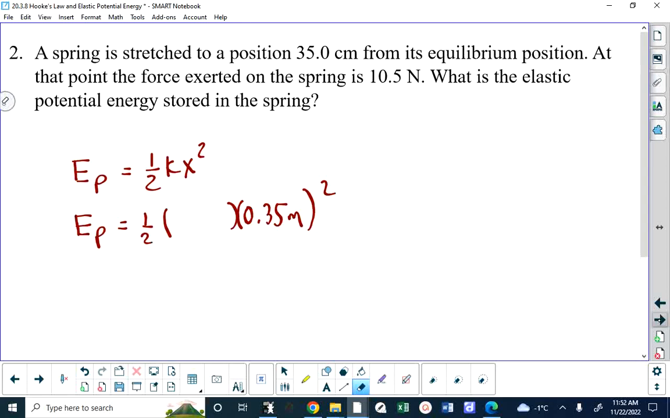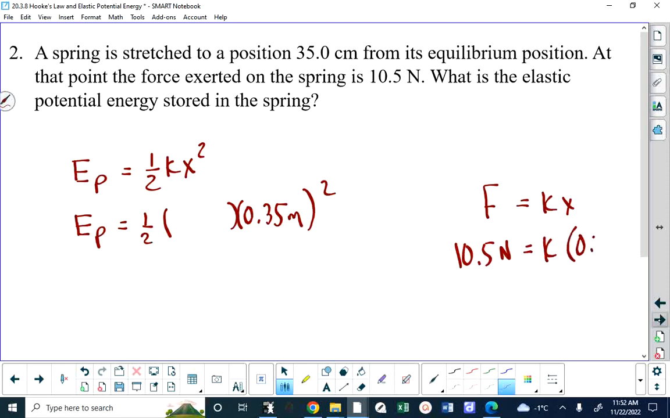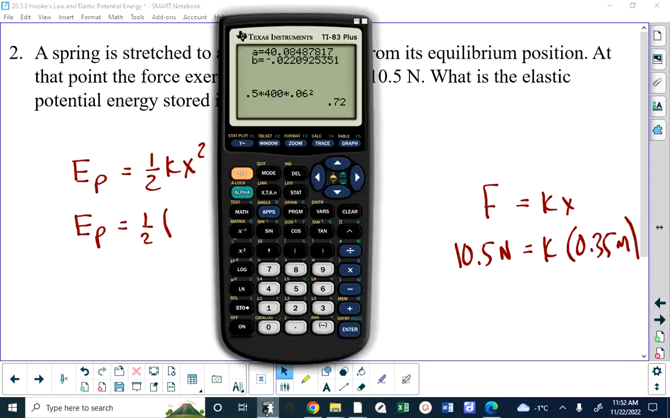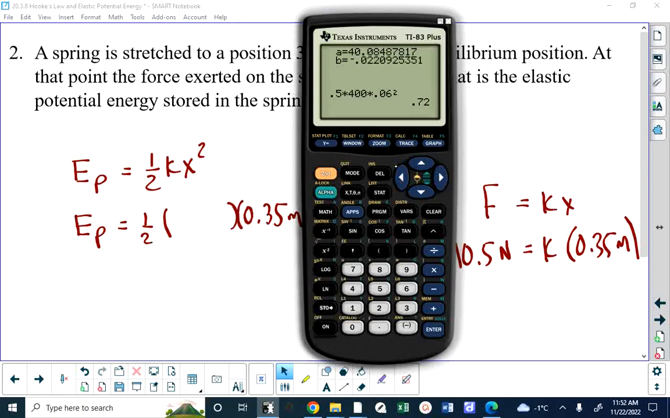Use Hooke's law. Put 10.5 newtons in. Put 0.35 meters in. And solve for k. Which is effectively what you would be doing, isn't it? So let's do that, and then we can finish the question. And I have one tiny little bit of a detail I want to add to this.